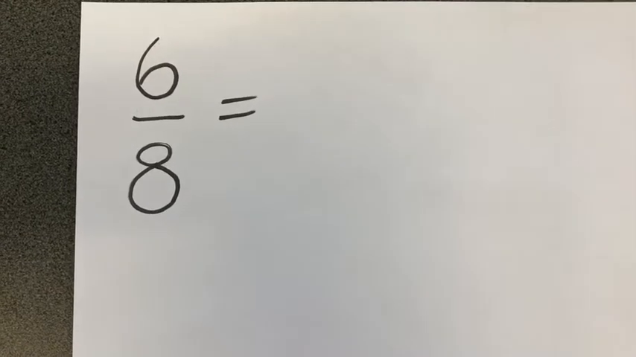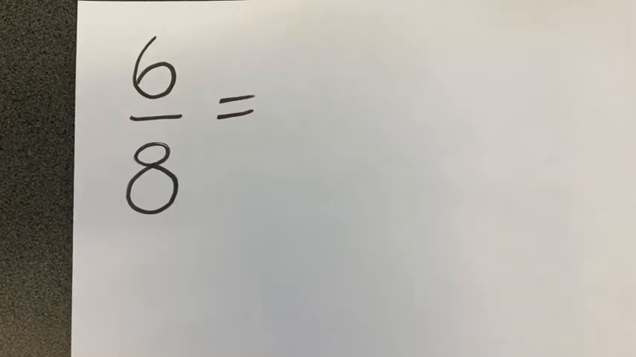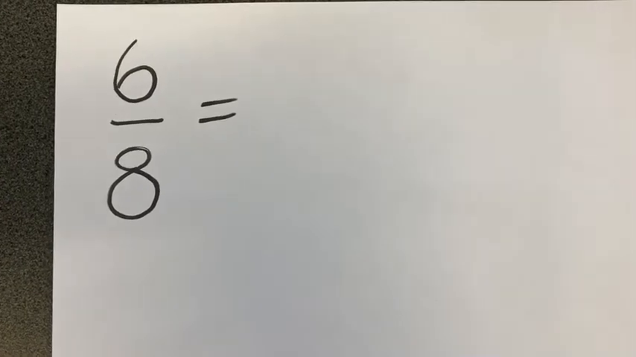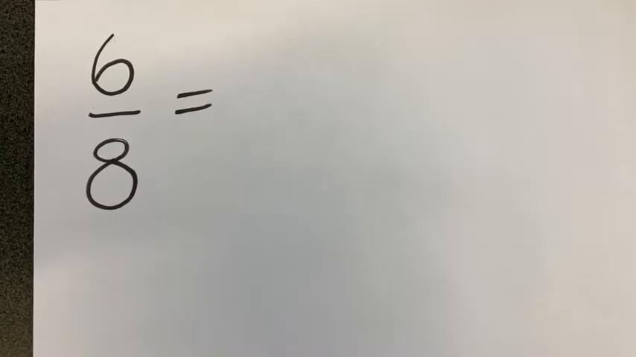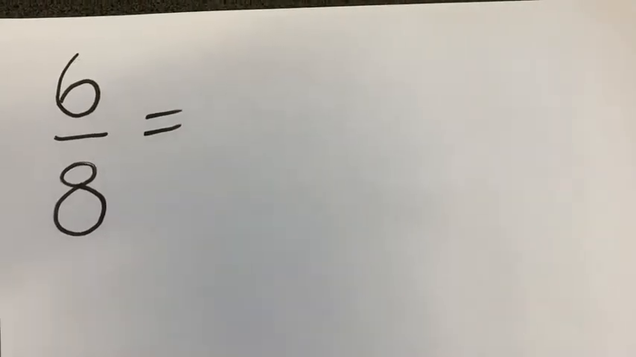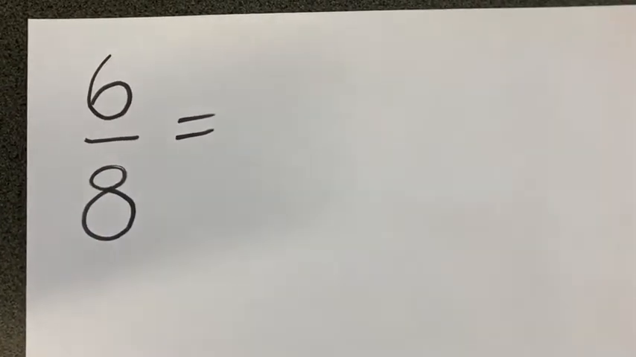How we do that is we divide the numerator and the denominator by the same number, and we see if we can find the highest number that can go into both the numerator and the denominator without remainders. So it's very easy. Remember our saying that whatever you do to the top, you do to the bottom.